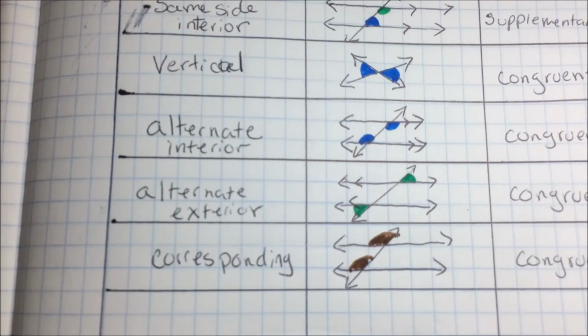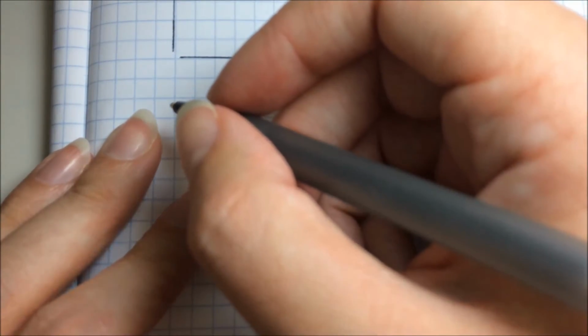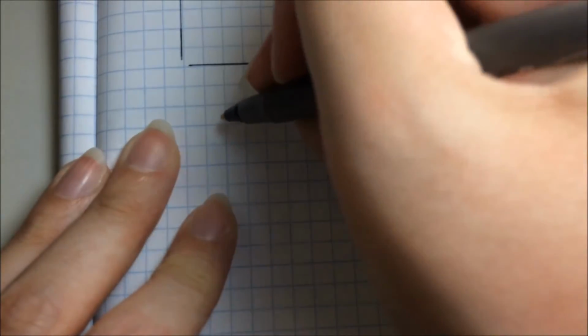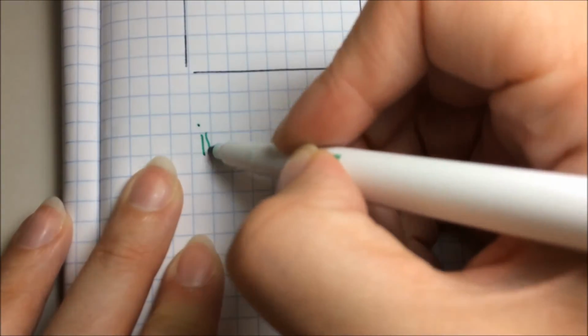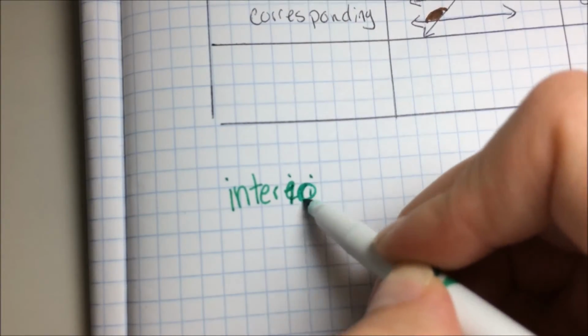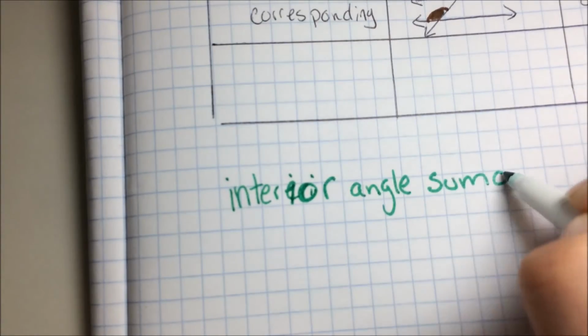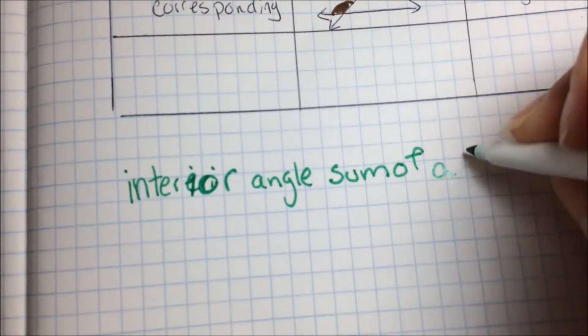The last thing I want to talk to you about are triangles. So there's a lot of triangle buzzwords, and we're going to get some more of those over the weekend. But the first thing I want you to write down is the interior angle sum. My pen's too long. Interior angle sum of a triangle.